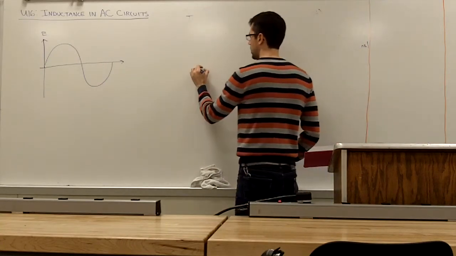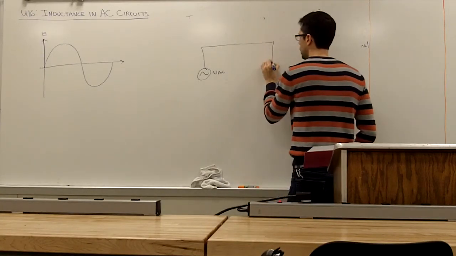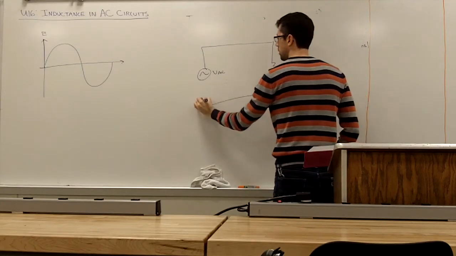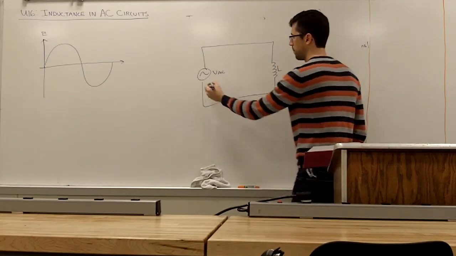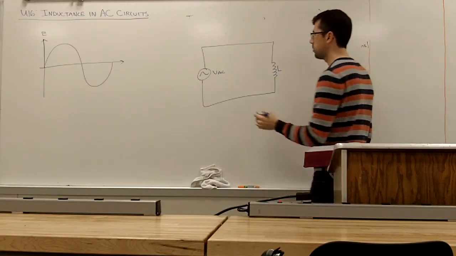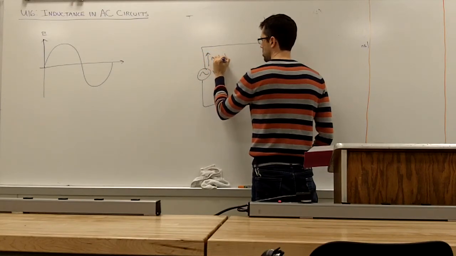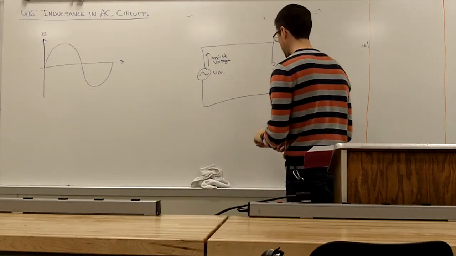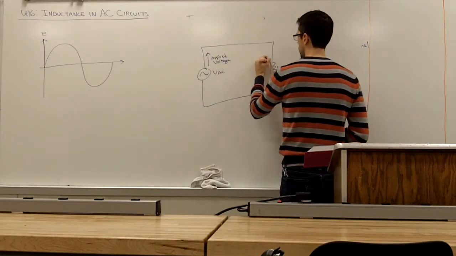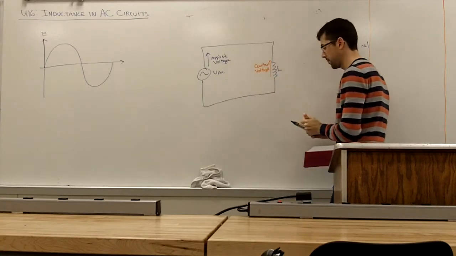So if I have a circuit with some applied voltage, AC voltage, and an inductor like this, I have an applied voltage from the source. And I'm going to have a counter voltage, or a counter EMF, from the inductor.